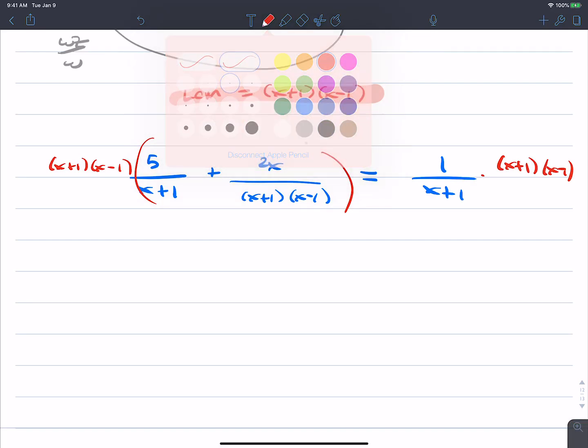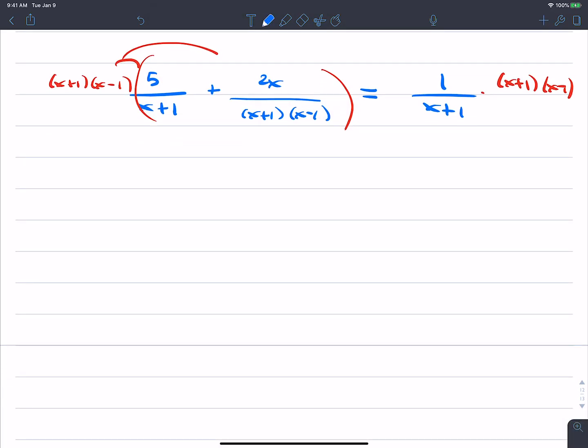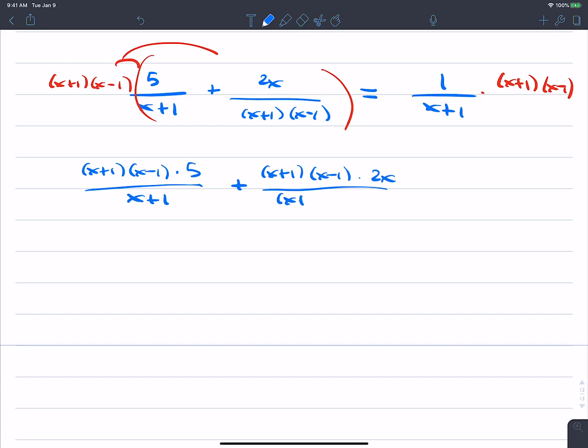So when I distribute, what happens? Yeah, we get now what? X plus 1, x minus 1 times 5 over x plus 1, times, let's be careful, x plus 1, x minus 1 times 2x over x plus 1 times x minus 1 equals x plus 1 times x minus 1 over x plus 1. Remember, this is your LCM, LCM, LCM.